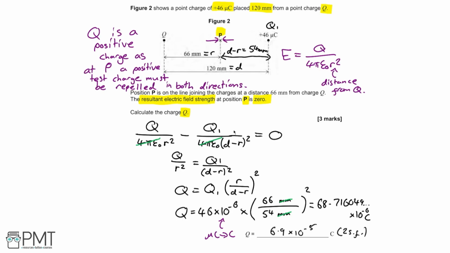In this question, we got 1 mark for making the statement that the magnitudes of the two fields had to be equal. We got 1 mark for rearranging to this expression here and substituting in the distances correctly, and we got 1 mark for calculating the correct value of Q, 6.9 times 10 to the minus 5 coulombs.